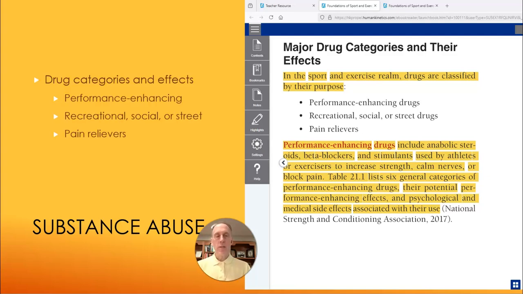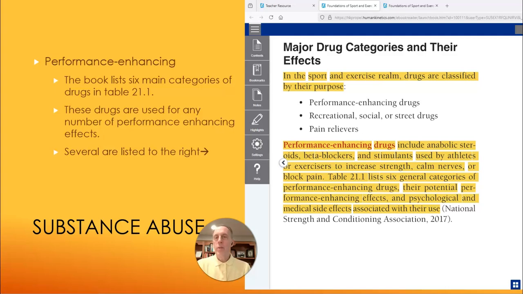But when you look at performance enhancing drugs, these include anabolic steroids, beta blockers, and stimulants used by athletes or exercisers to increase strength and calm nerves or block pain. There's 6 main categories of performance enhancing drugs, and they talk about these performance enhancing characteristics and the side effects therein.